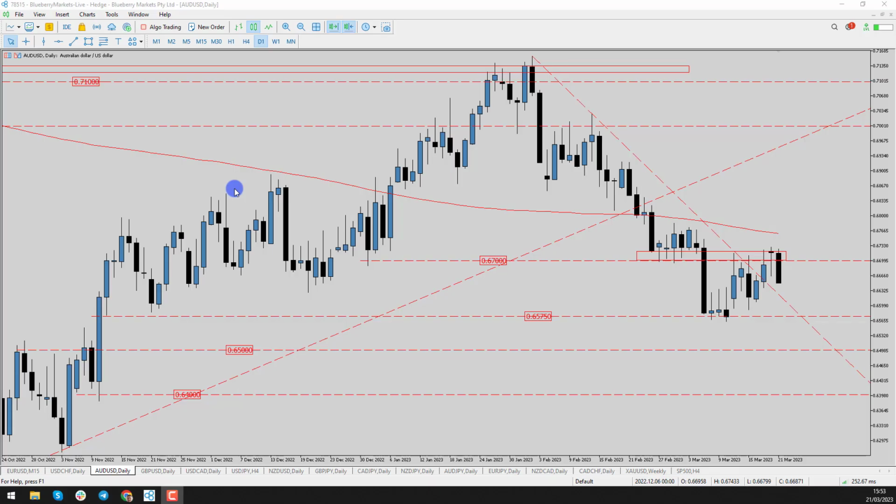In this video we're going to be taking a look at the Australian versus the US dollar as price looks to have rejected our key area of interest. So this week we were looking at the Australian versus the US dollar because of the currency strength meter. We identified that the Australian dollar was a very weak currency coming into this week, but in the reversal zone.